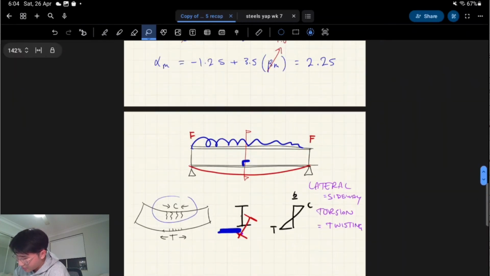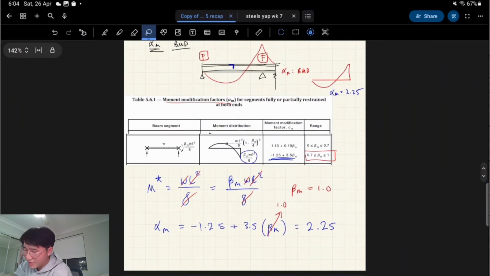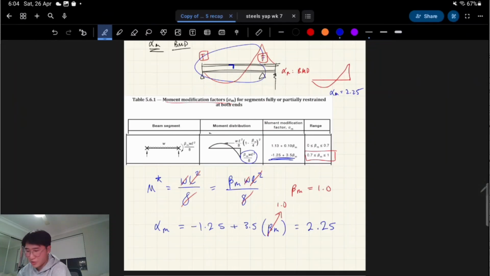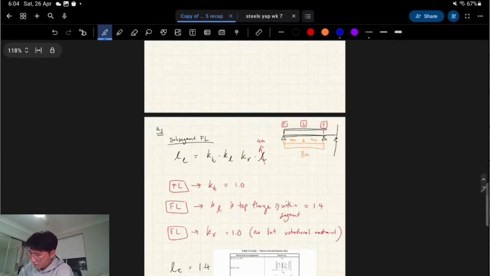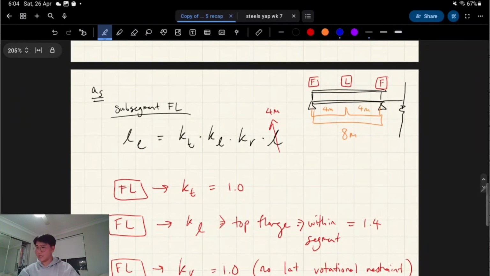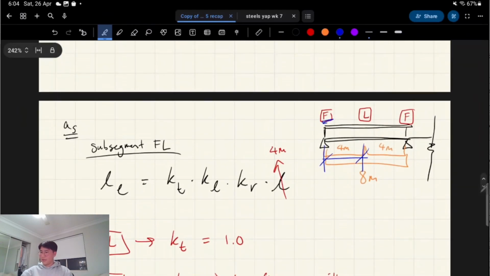Point is, lateral restraints don't matter for alpha M. All that matters for alpha M is what's happening on the bending moment diagram between the full or partial restraints. For alpha S, it does matter. So the entire length here was 8 meters, and the distance between restraints was 4 meters. When I say alpha S, we're talking about the slenderness reduction factor. The length that we actually care about is between full, partial and lateral restraints. So that's going to be 4 meters there.